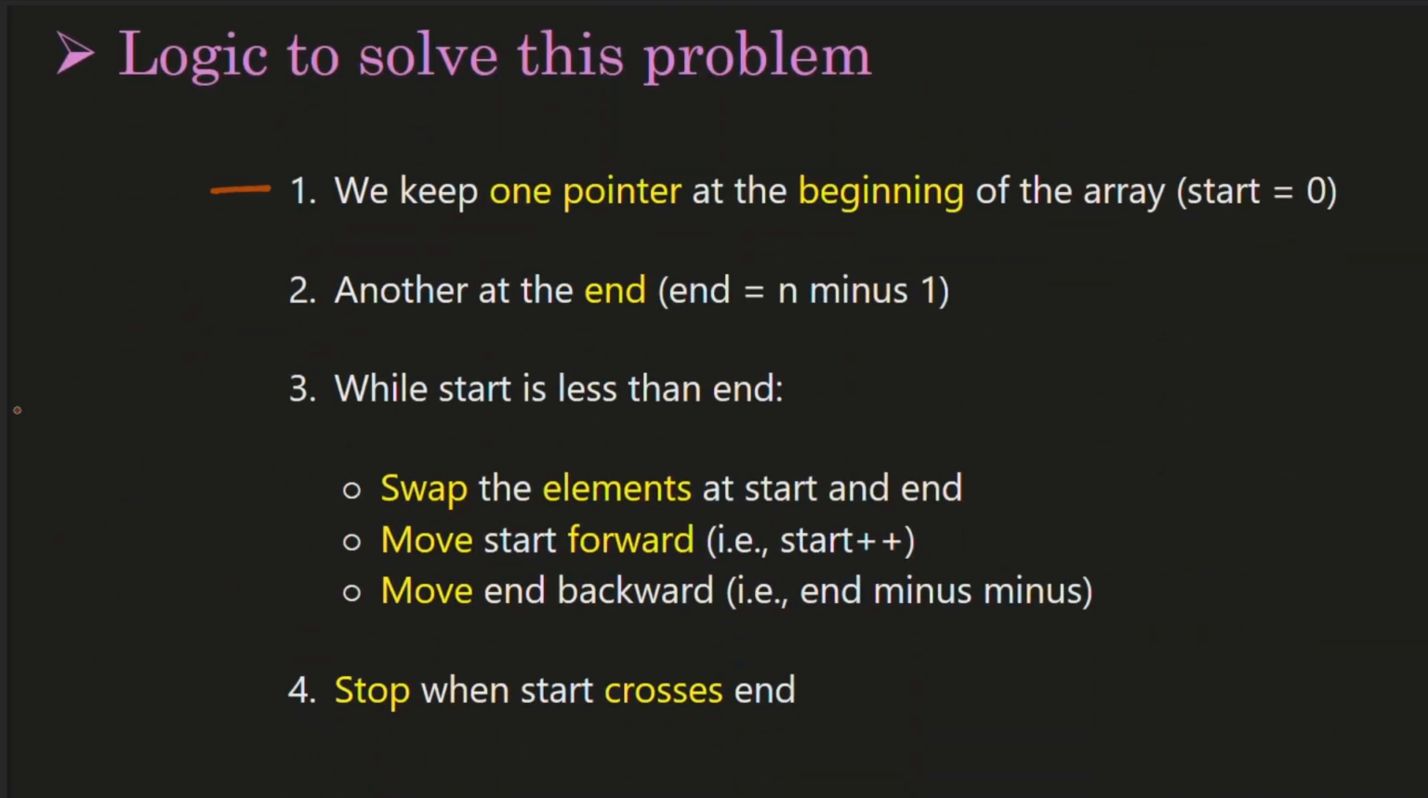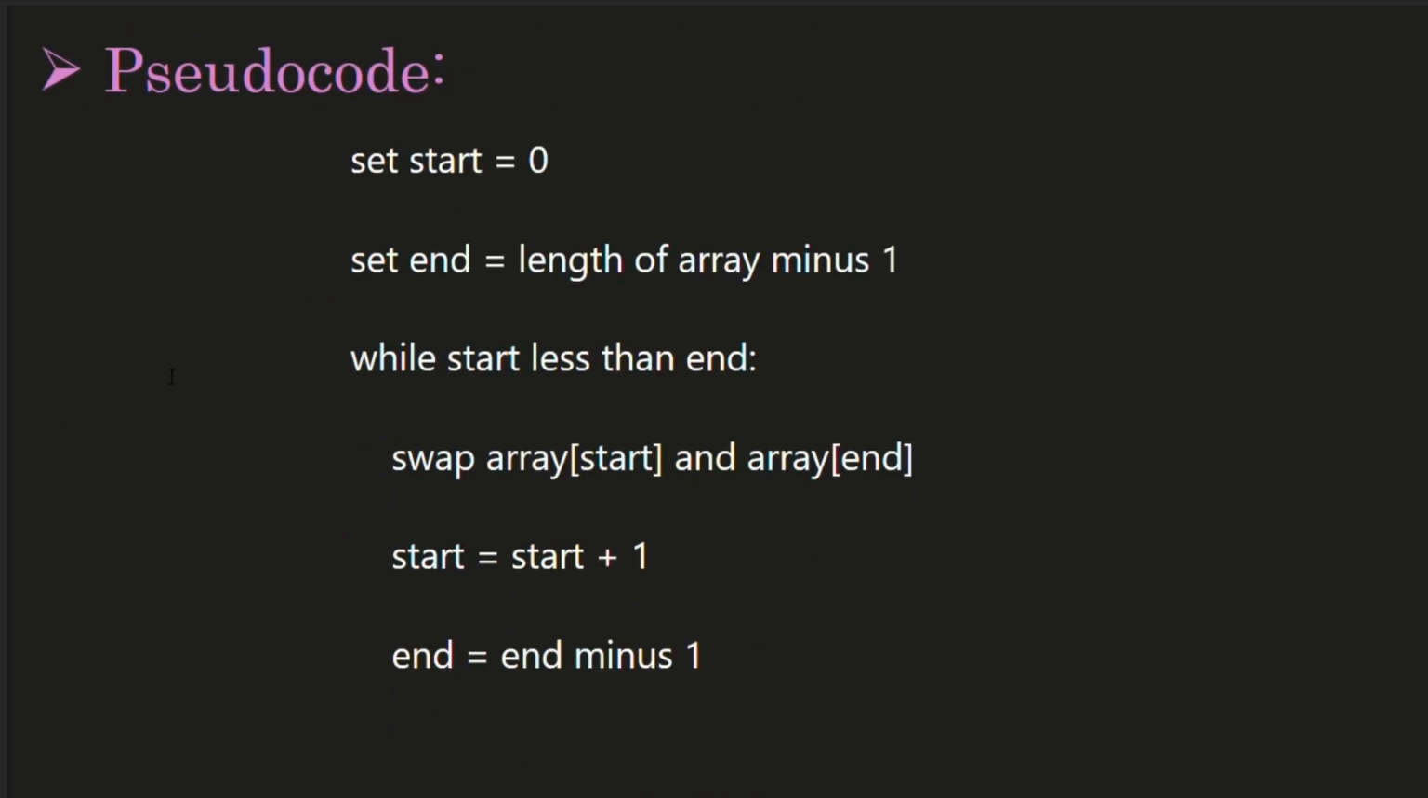Step-by-step logic. We keep one pointer at the beginning of the array, that is, start equals 0, another at the end, end equals n-1. While start is less than end, swap the elements at start and end. Move start forward, that is start plus plus. Move end backward, that is end minus minus. Stop when start crosses end. By doing this, we keep swapping the outermost elements inward, and we're done.